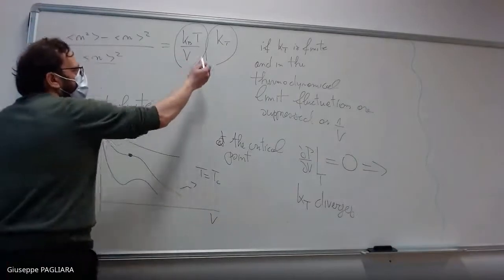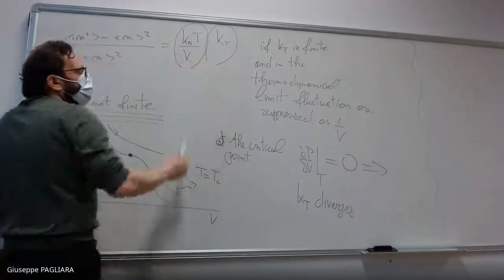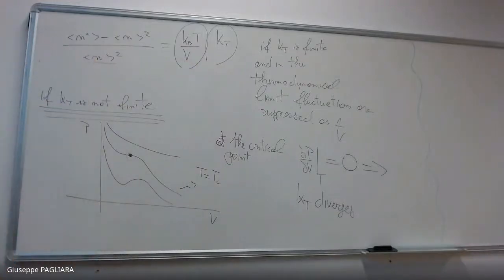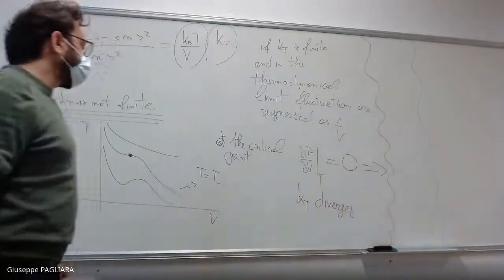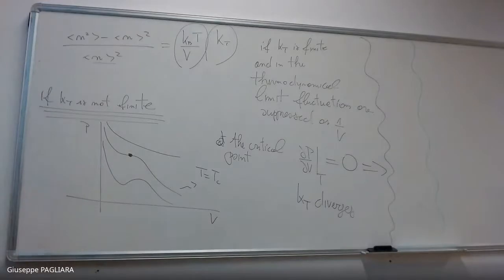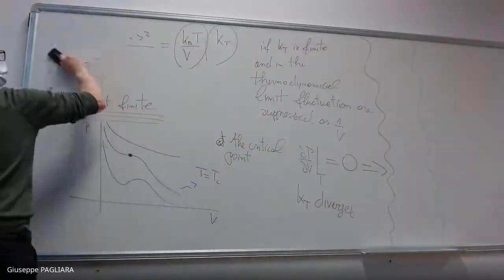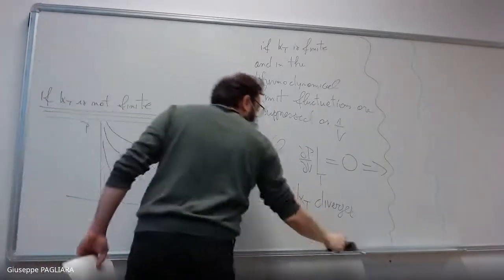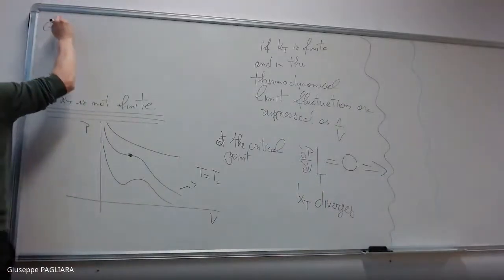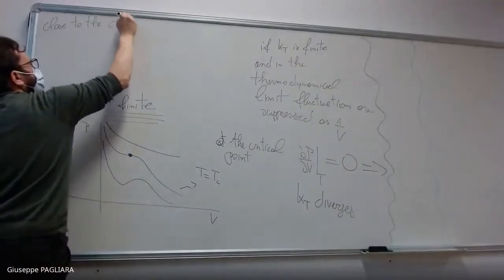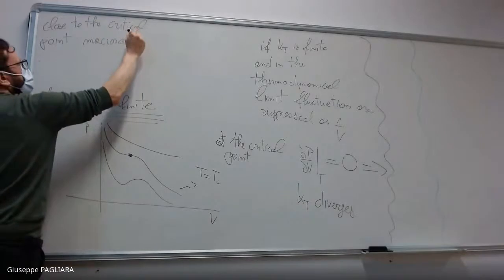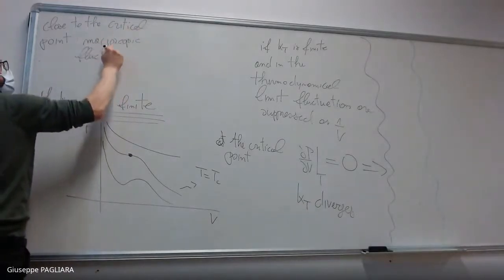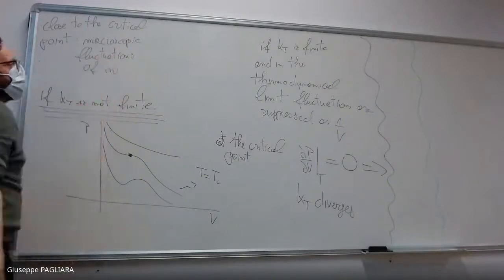Now in this case, the ratio between this divergent quantity and the volume can be finite. So I can have a macroscopic fluctuation of the density, which can then indeed be seen. And this is actually the case when you are close to a second order phase transition, which is this point here. You have macroscopic fluctuations of the densities. Let me write it down here. Close to the critical point, we have macroscopic fluctuations, something that can be seen.